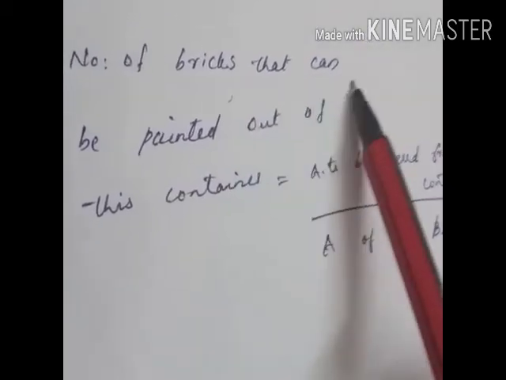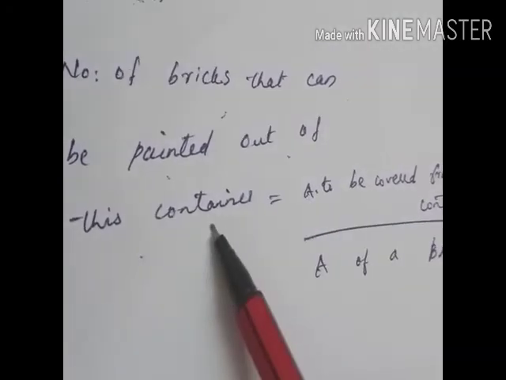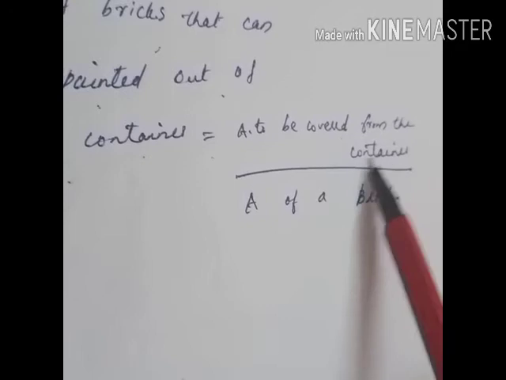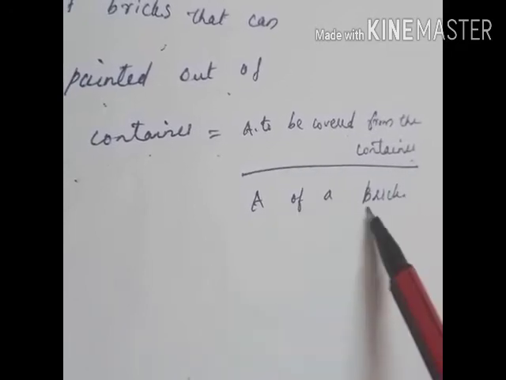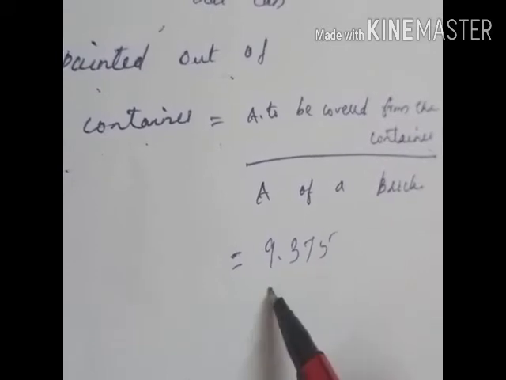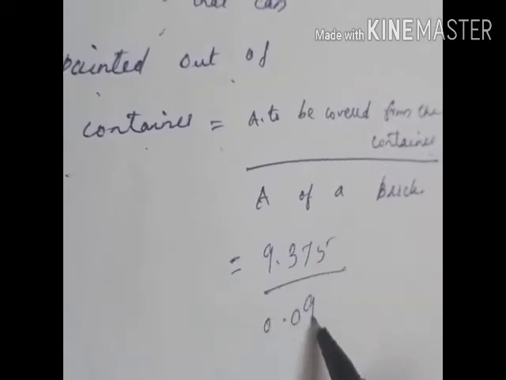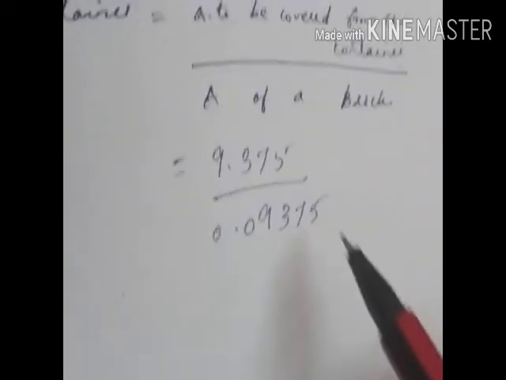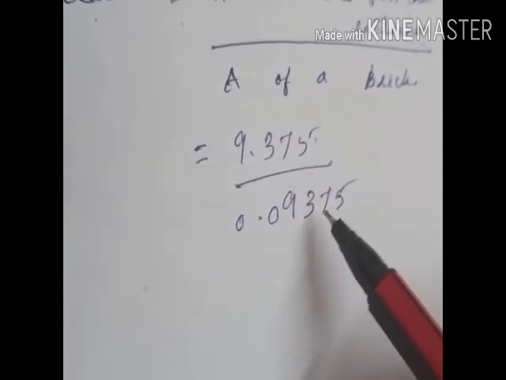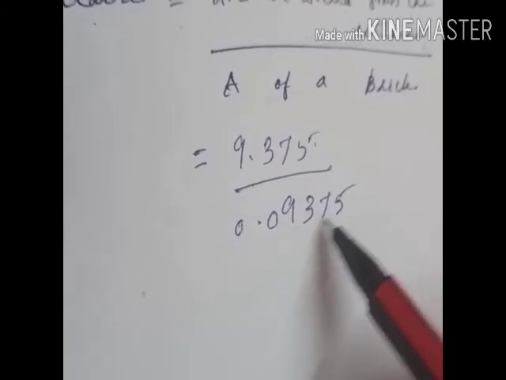Number of bricks that can be painted out of this container equals the area to be covered from the container divided by the area of a brick. That is equal to 9.375 by 0.09375. Here we want to divide decimal numbers. So first we want to remove the decimal from the denominator.